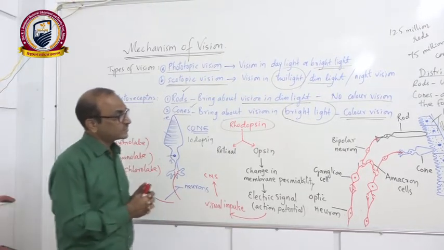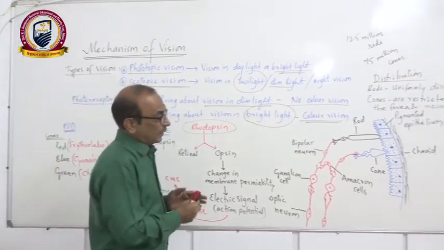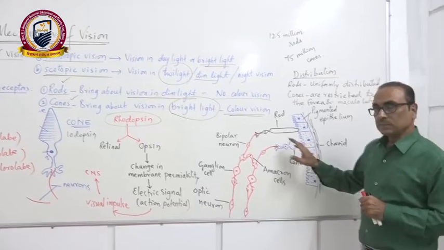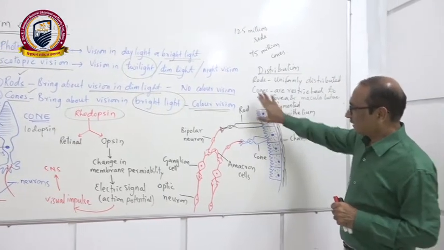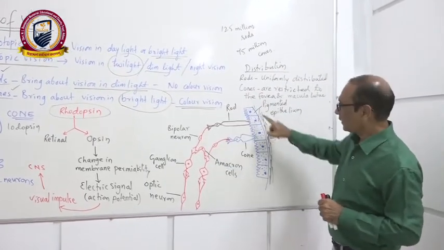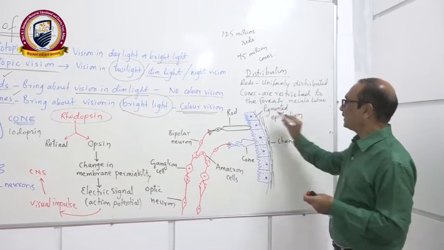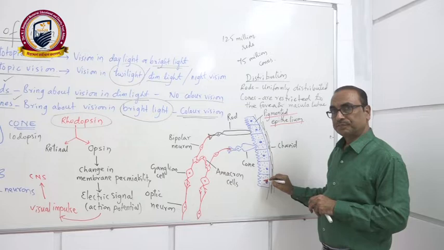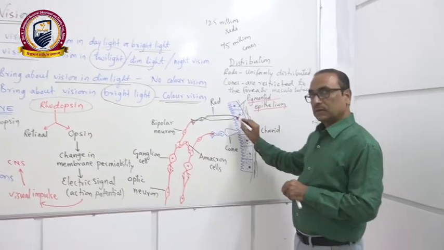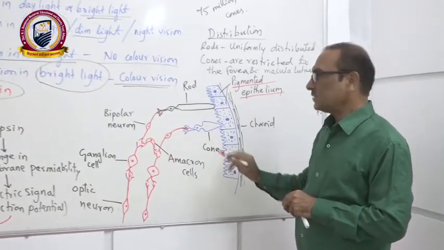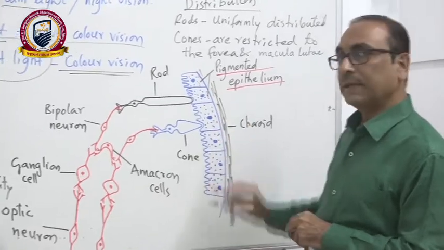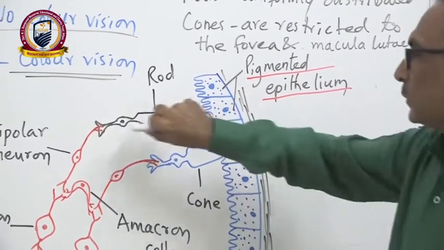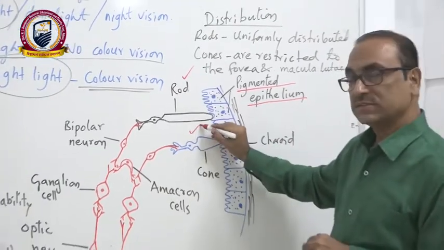So that's about the cones. Let us see how these are connected to the nerves further. Now we see that this is the retina. Retina has a basal layer, an epithelium, which is made up of pigmented epithelium. The next layer is attached to these pigmented epithelium, which have microvilli also. Fitted into that you have rods and cones.